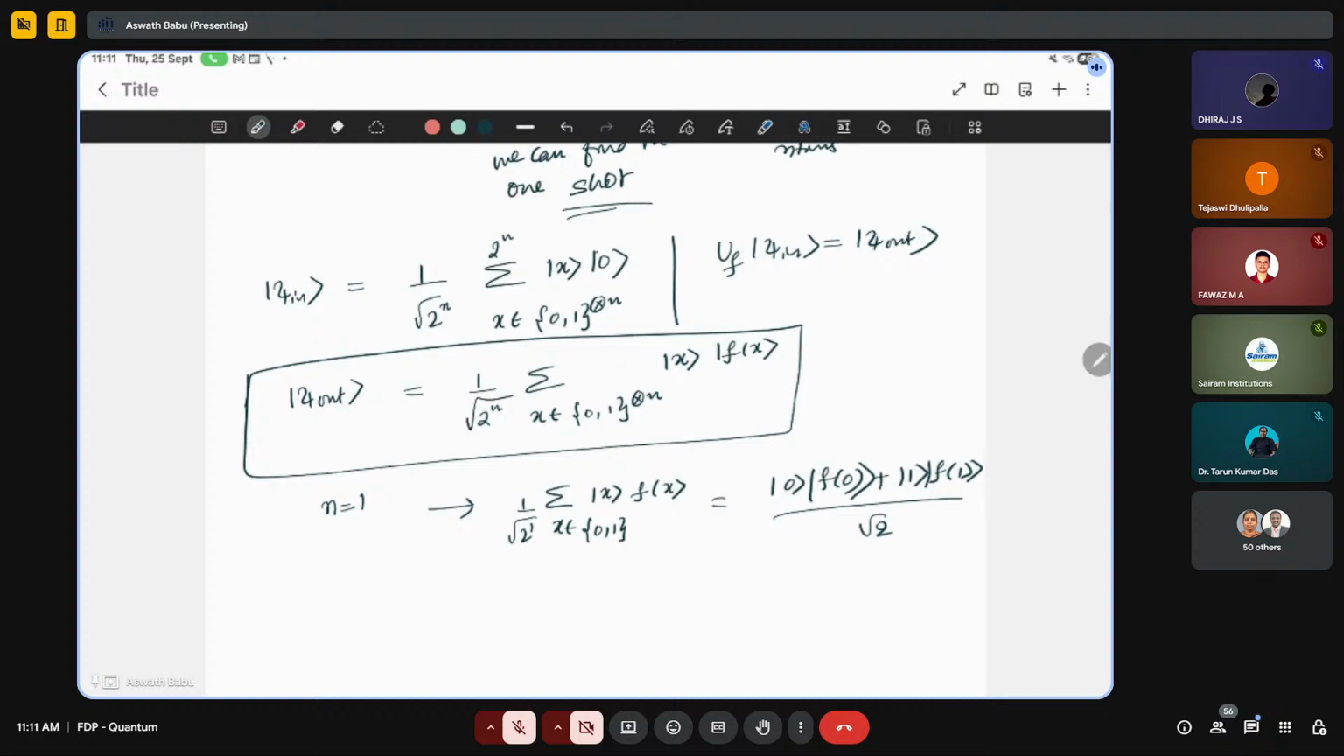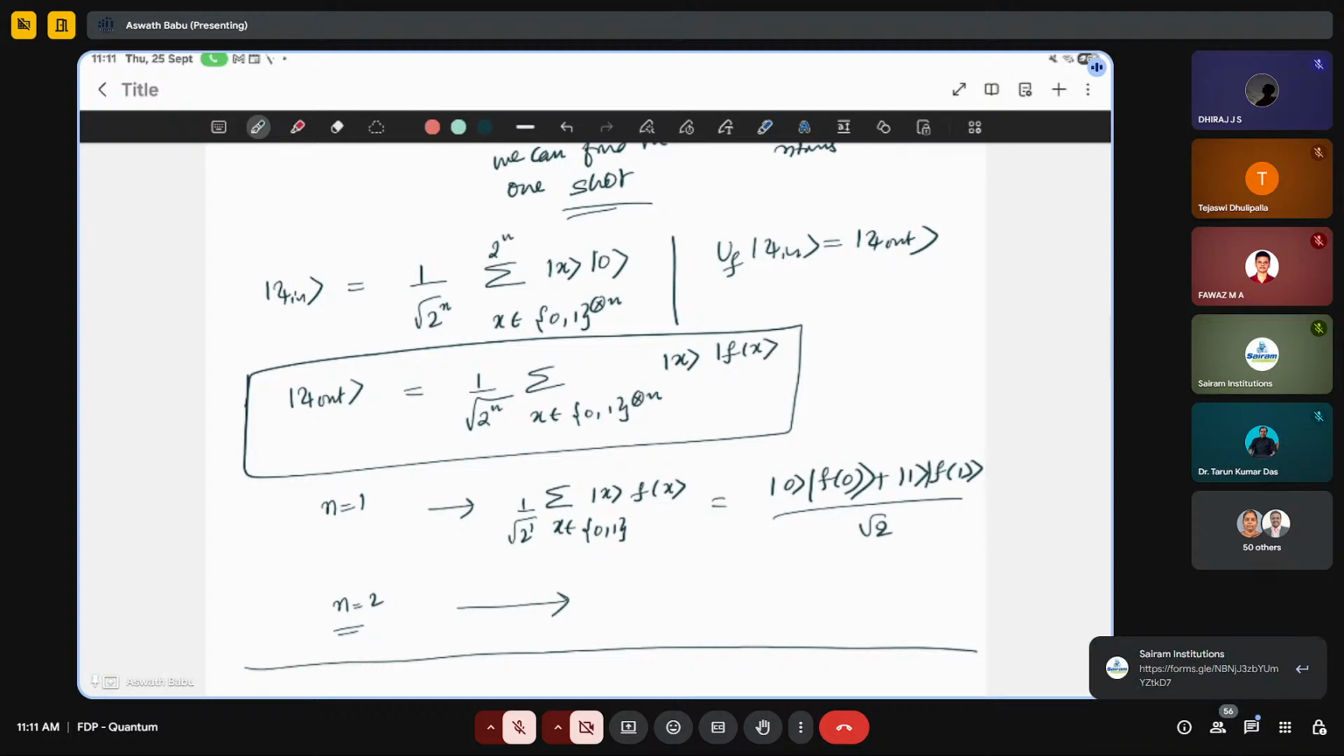Fine. So with this, you can also get the n equal to 2 case. You will get the previous one, whatever we discussed. So this is quantum parallelism for you. We can use this and we can get multiple effects or many more advantages in quantum computing that we will see in the next part of the session.